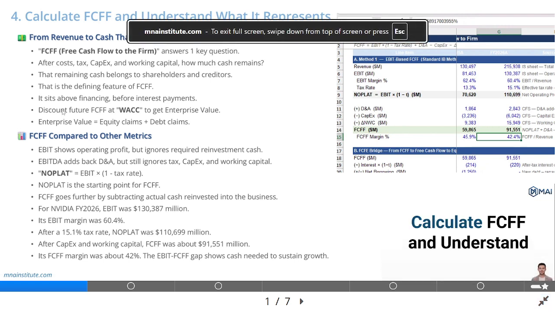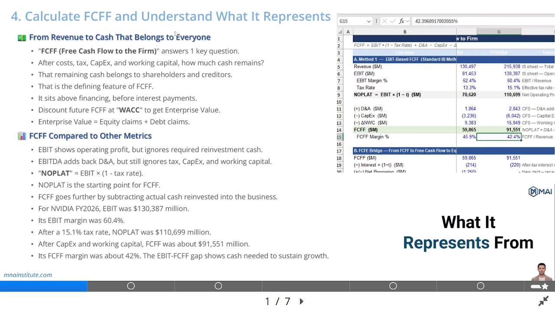4. Calculate FCFF and understand what it represents. From revenue to cash that belongs to everyone. FCFF, free cash flow to the firm, answers one specific question.